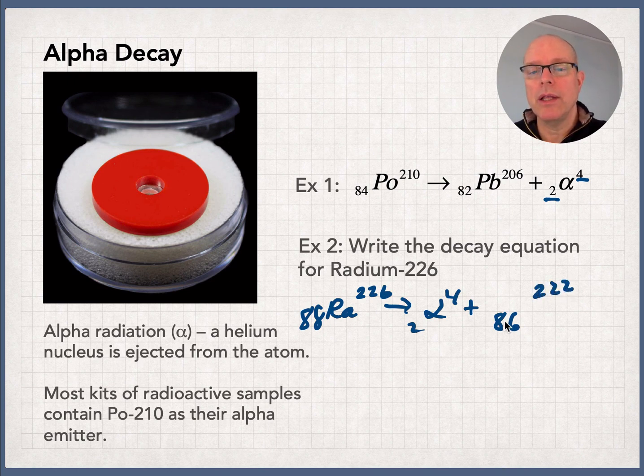So I've got 86 protons and an atomic mass of 222, and that turns out to be radon. Let's talk about that in class. That's why you do home inspections in New England.